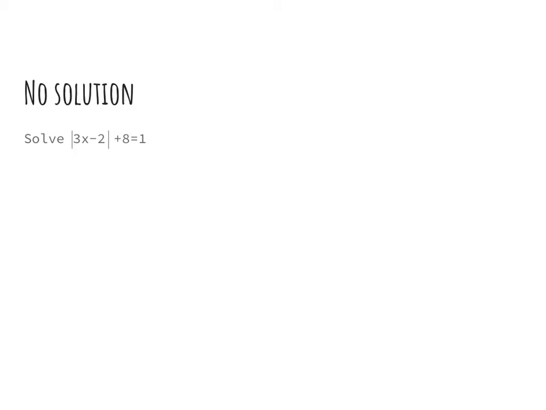If you'll notice, in the absolute value of 3x minus 2 plus 8 equals 1, the absolute value is not on a side by itself. So that has to be the first thing we do, giving us the absolute value of 3x minus 2, subtracting 8 from both sides, is equal to negative 7.